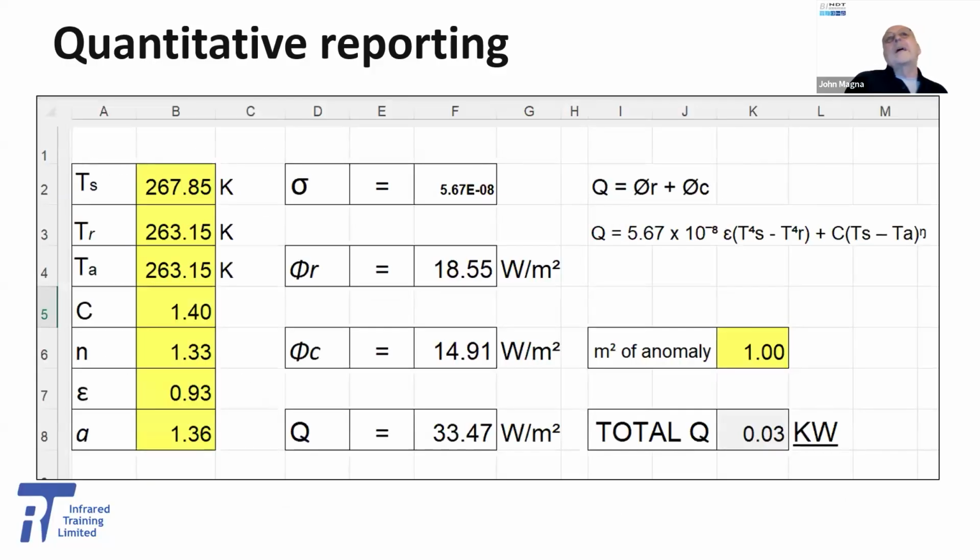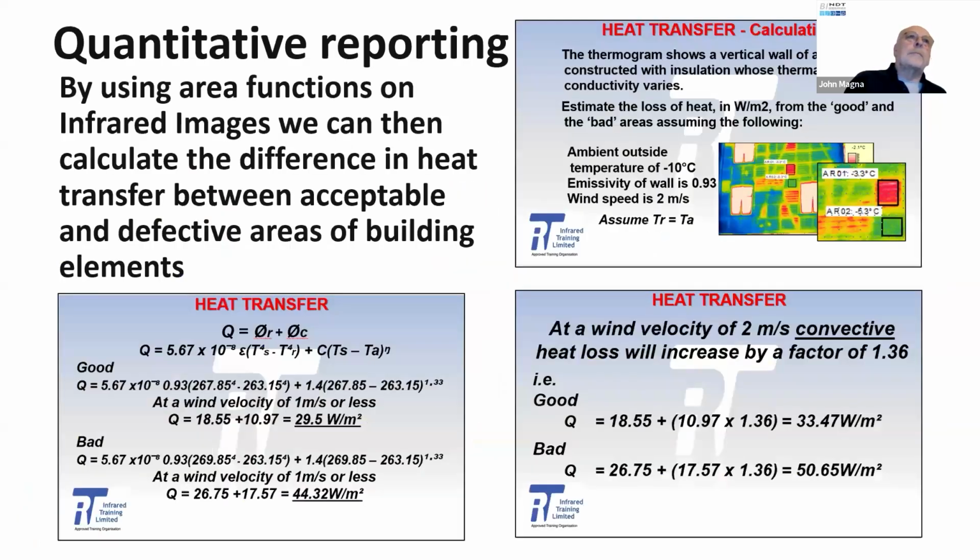Next step is to create an Excel spreadsheet template which contains these formulas with the addition of the size of an anomaly in square meters to be able to give total heat loss. By using the area function on infrared images, we can then calculate the difference in heat transfer between acceptable and defective areas of building elements. Developing spreadsheets enables speed and consistency of results and assists in building up more detailed data. And we can, if required, estimate the effective heat loss across an entire wall or across all the walls of a building.